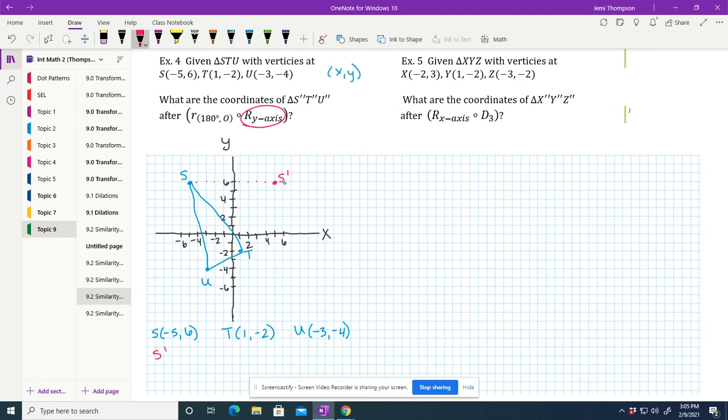The other way you can do it is when I'm reflecting across the y-axis, I just take the opposite of the x coordinate. So instead of -5, 6, I have +5, 6. Okay. The point T is 1, -2. If I do this visually, right, I'm 1 unit away from the y-axis, so I could use 1 unit to come back inside. Or instead of 1, -2, I switch this to -1, -2. So if it's positive, it becomes negative. If it's negative, it becomes positive. I take the opposite of x.